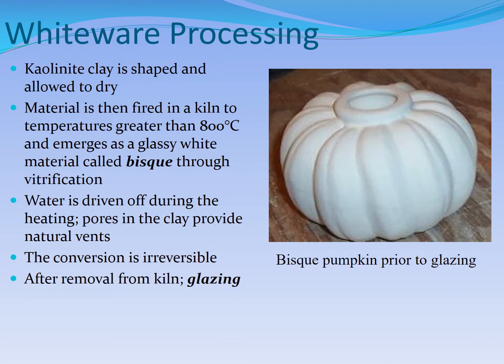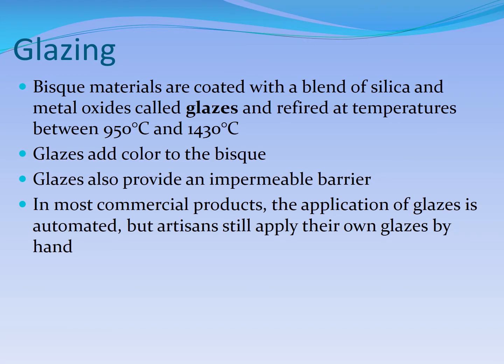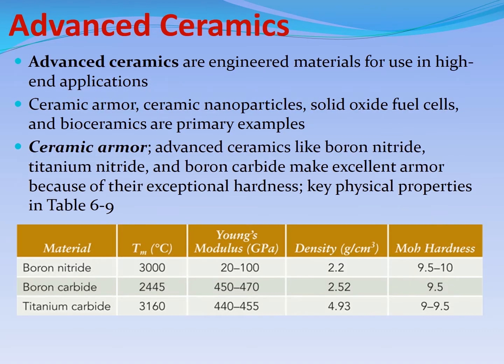Whiteware processing: we start with a bisque, and then there is glazing, polishing and so on. We are showing you here that bisque, where you are making a pumpkin shape before glazing; later on you will glaze it. So what is the glazing process? Temperature and pressure and so on. So that is it, and then advanced ceramics, all the basic types and advanced ceramics.